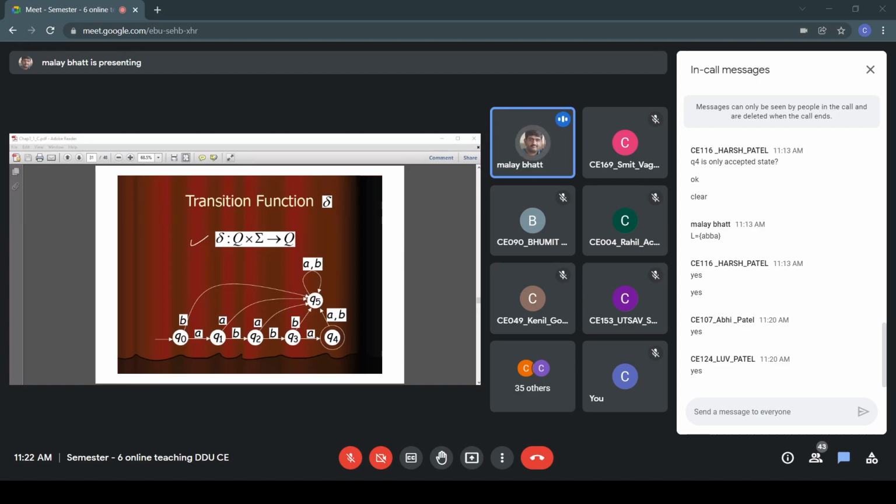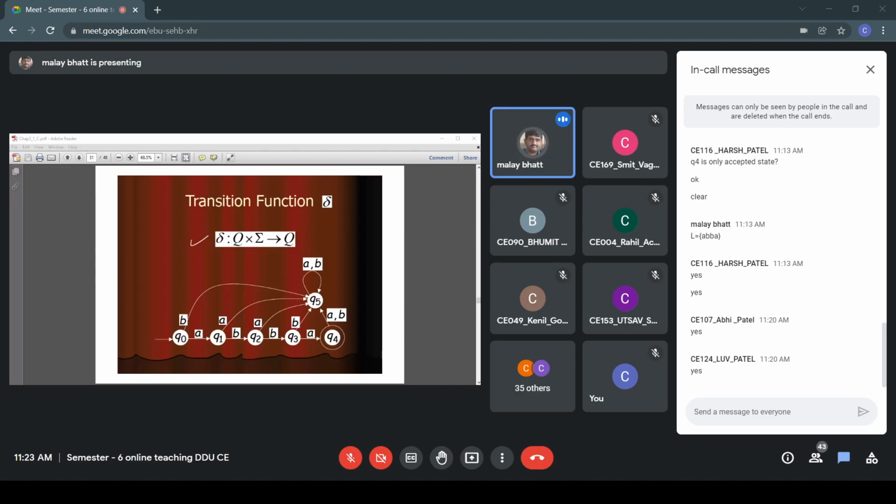Similarly, for the Q4 state, on input symbol A we go to the Q5 state. From Q4 on input symbol B, we also go to the Q5 state. From Q5 on input symbol A we remain in the Q5 state, that is a self loop. From Q5 on input symbol B, we remain in the Q5 state, so it is a self loop. So the transition function is nothing but Q cross sigma, which produces Q. The combination of state with the input symbol gives us a new state. It is how a transition is carried out in the finite automata.